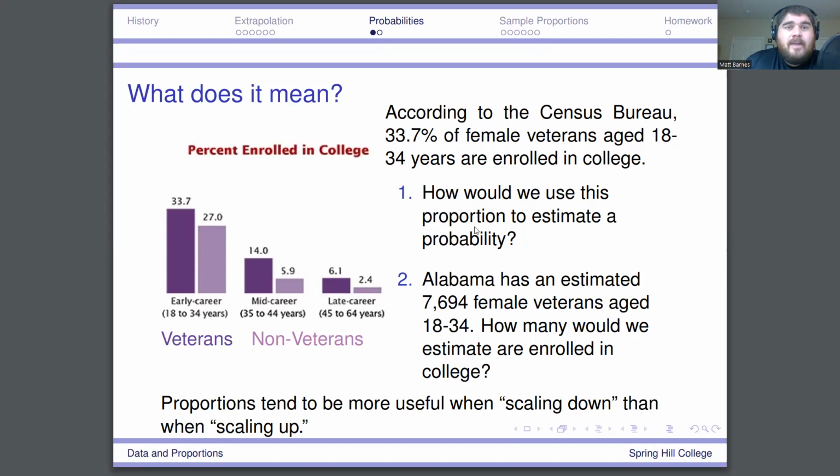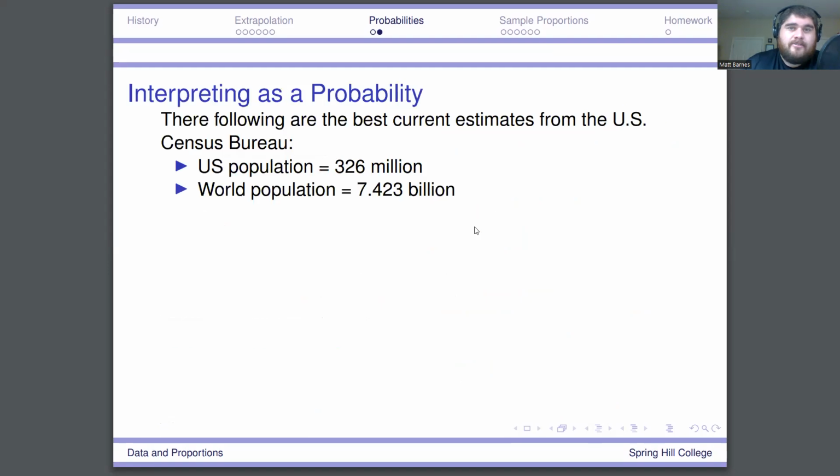Right. So when we have these proportions, we've seen the dangers of scaling up, of extrapolating. Scaling down tends to be much more useful. If we know a lot more information about the general population, it's much easier to talk about a subpopulation as opposed to doing it in the reverse.